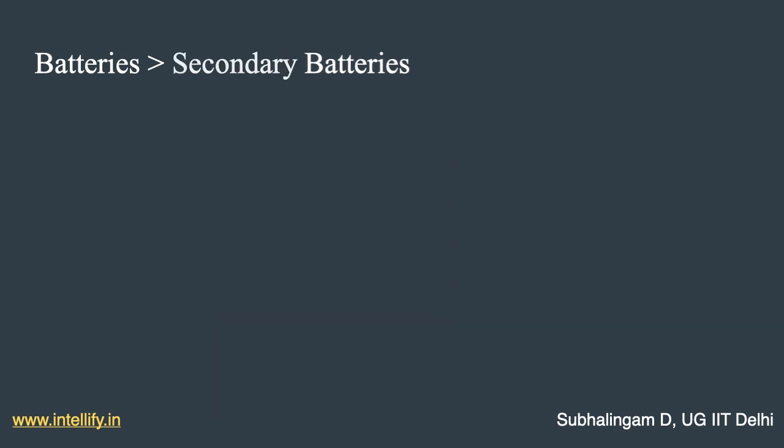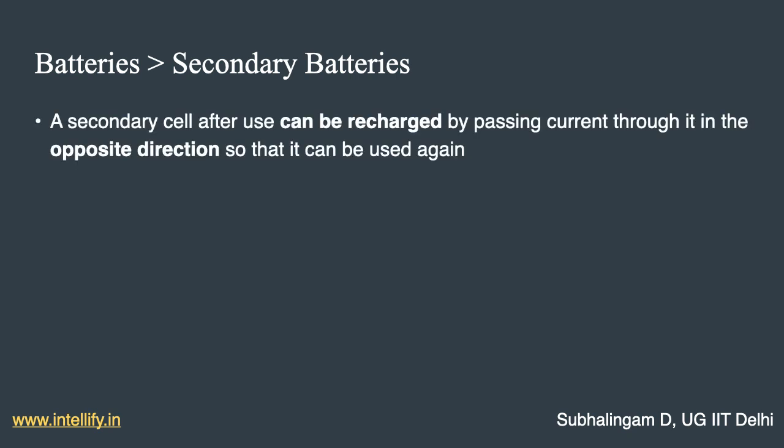So now let's look at secondary batteries. So what do you think they will be? A secondary cell after use can be recharged by passing current through it in the opposite direction so that it can be used again. Primary batteries, we saw that after the cell dies we can't reuse it. So this is the differentiating factor between a secondary cell and a primary cell. In the secondary case we can recharge it by passing current in the opposite direction.